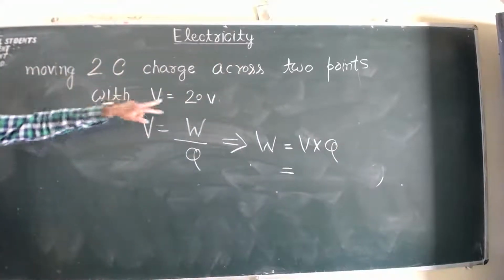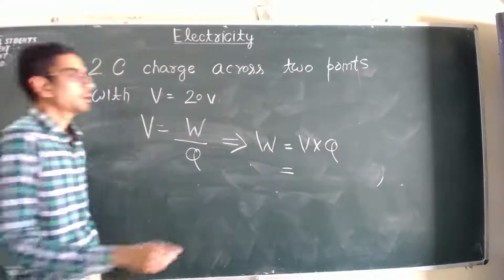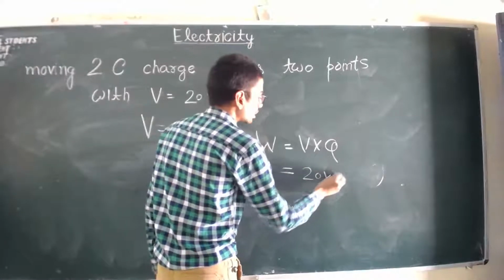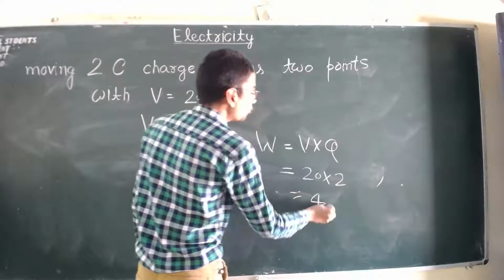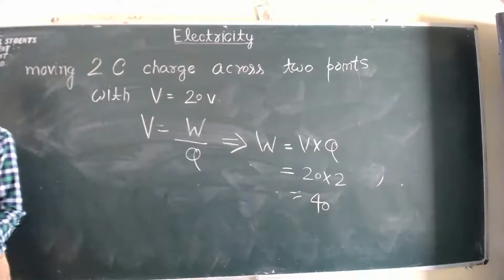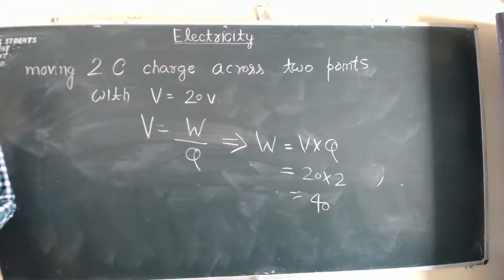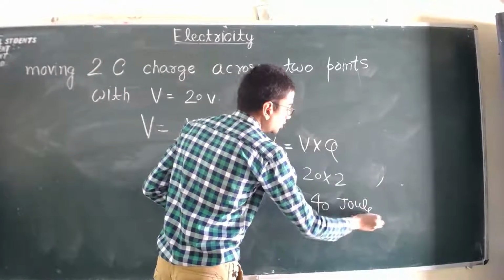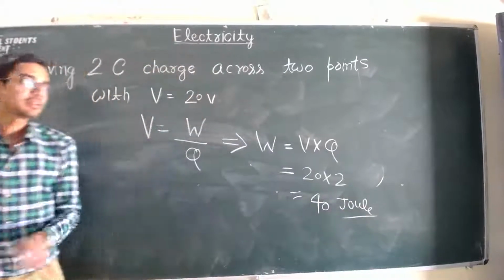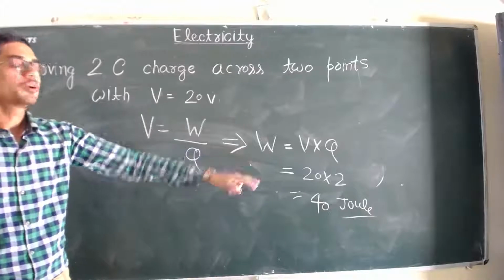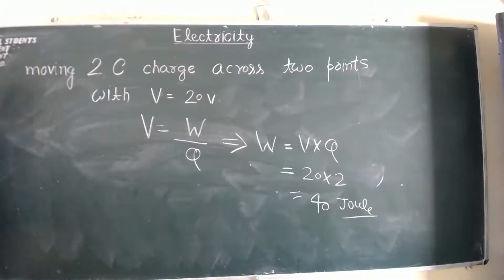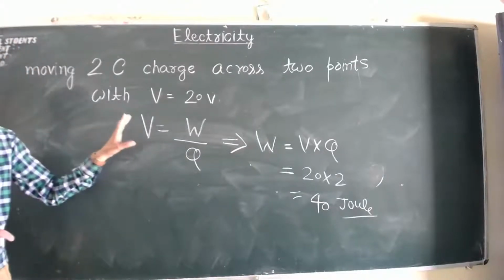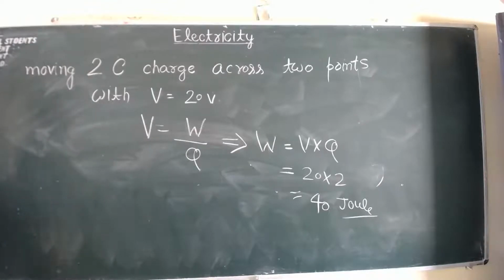Potential difference is 20 volt, charge is 2 coulomb. 20 into 2 is 40. And what is the unit of work? Work is energy. So energy is joule. 40 joule. When you write a symbol, you write only the first letter, J. So work done is 40 joule. Alright, so I hope you have understood this concept of potential difference. If you have a doubt, you can say.